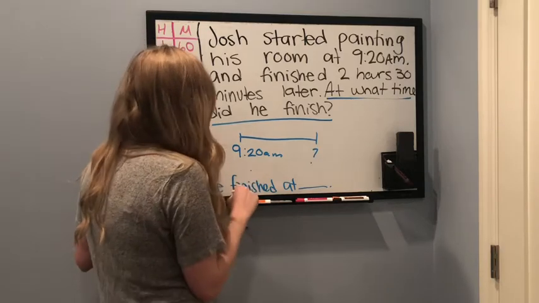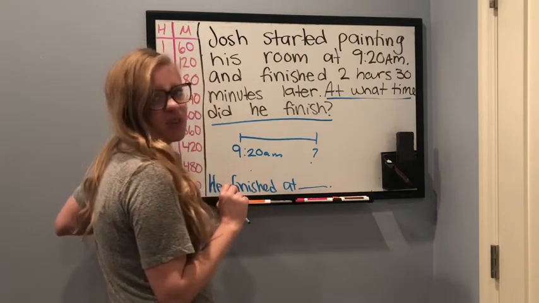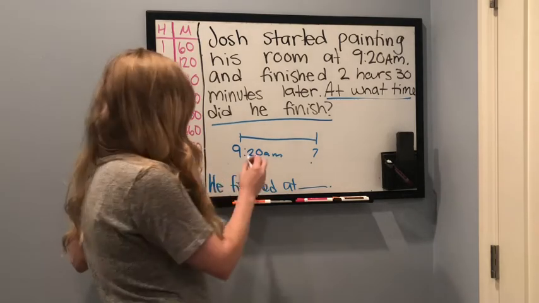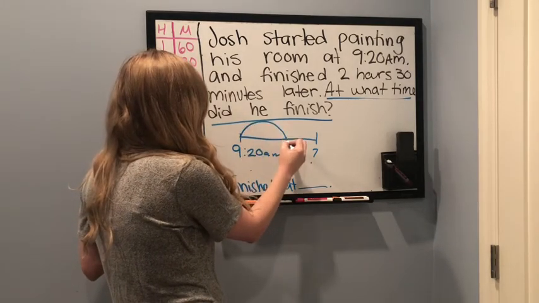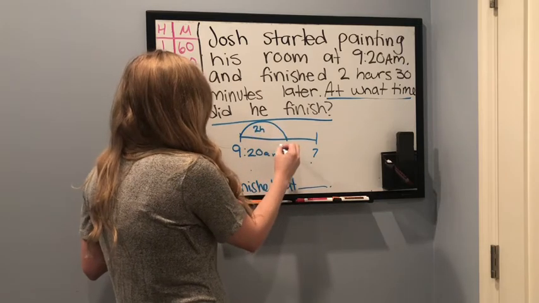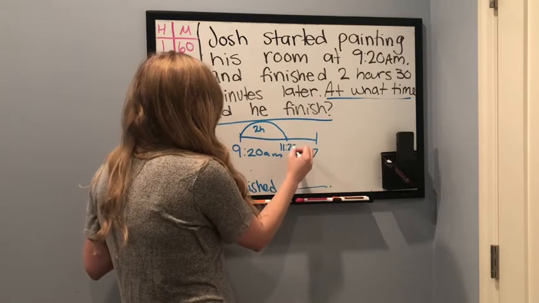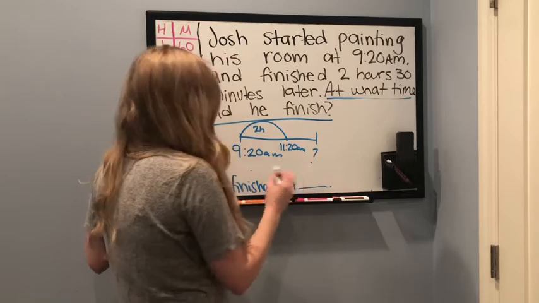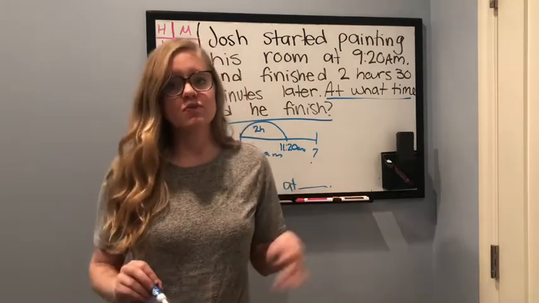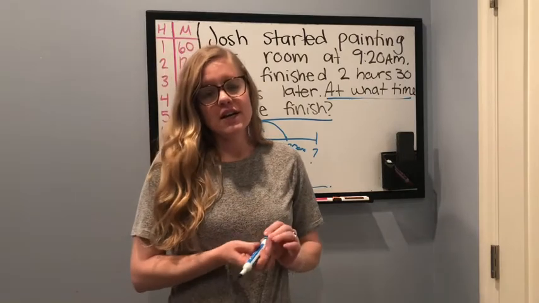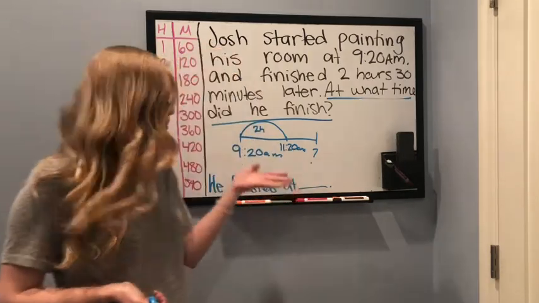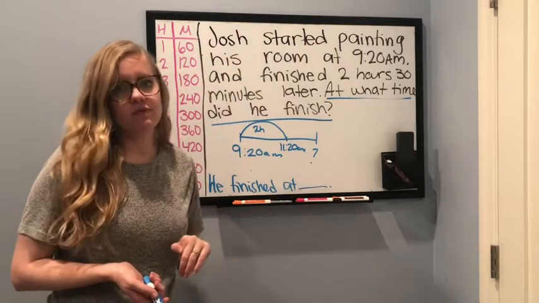So I'm going to start off by making my jump of 2 hours. That's a pretty easy jump for me to make. So I'm going to go from 9:20, I'm going to jump 2 hours to 11:20. Now, if you did a different jump, if you did 2 jumps of 1 or 4 jumps of 30 minutes, it doesn't matter. It doesn't need to look the same as mine, but I'm just going to make the 2-hour jump first.